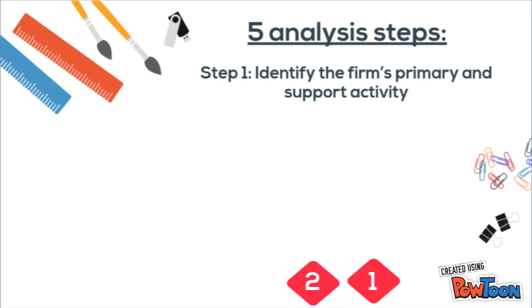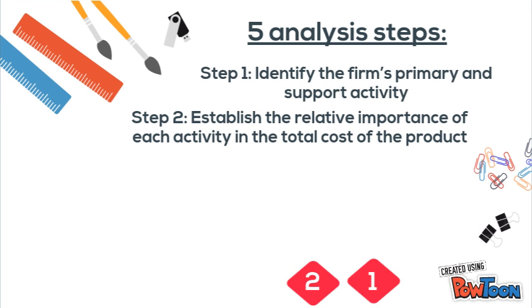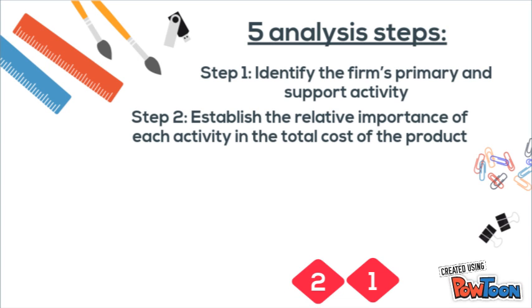Step 2. Establish the relative importance of each activity in the total cost of the product. Total cost of producing a product or service must be broken down and assigned to each activity. Activity-based costing, ABC, is used to calculate cost for each process.